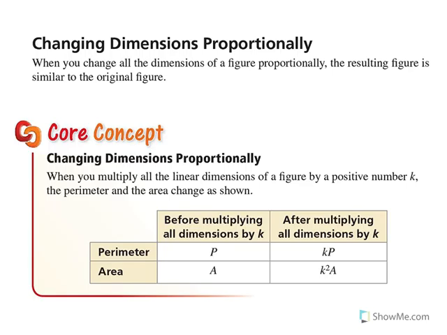And now we're just, again, going to look at the effects that it has whenever we do that to the perimeter and the area of those figures. And so this table tells us what happens, actually. Perimeter is going to change by that scale factor.